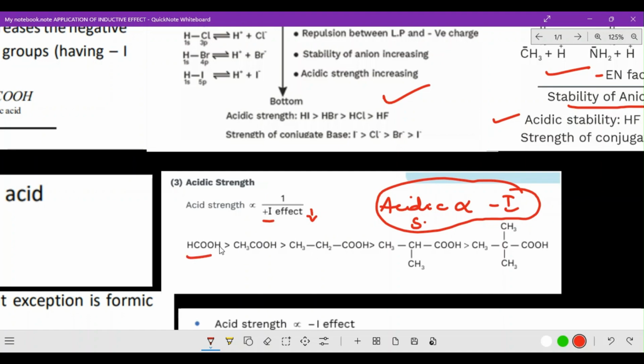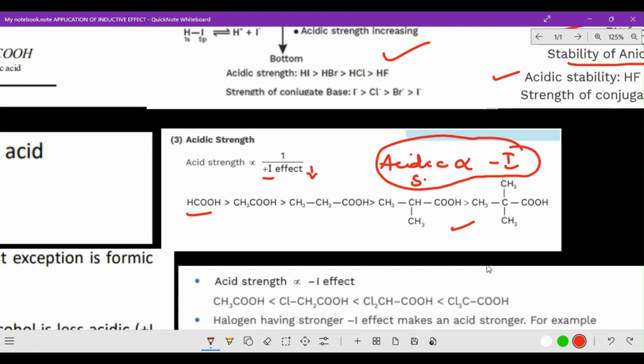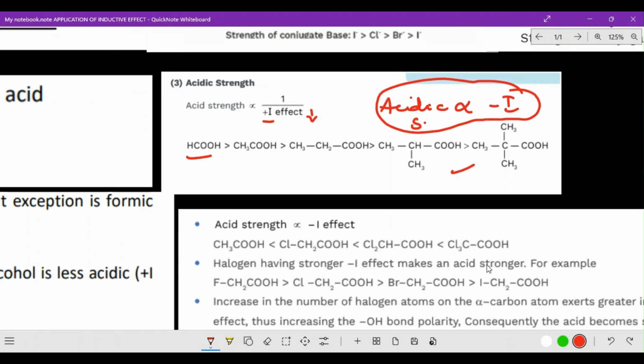When acidic strength increases, the minus I effect also increases, and the plus I effect decreases. Now you see formic acid, the same idea, I just bring it here as an example. Formic acid and acetic acid, CH3COOH, and they have given C2H5COOH. Here also it is the same way, but in the structural formula. I hope you got a clear idea about this point. As I mentioned, acidic strength increases as the minus I effect also increases. That is directly proportional, as I mentioned.